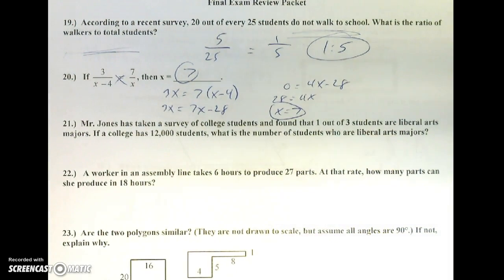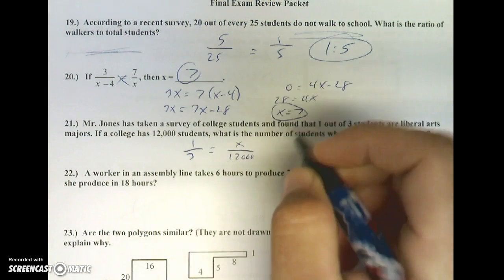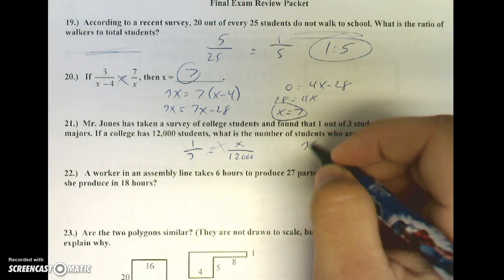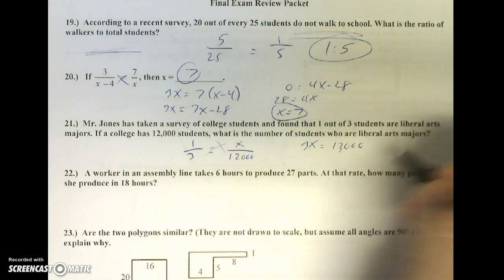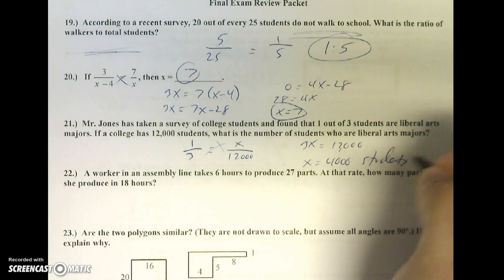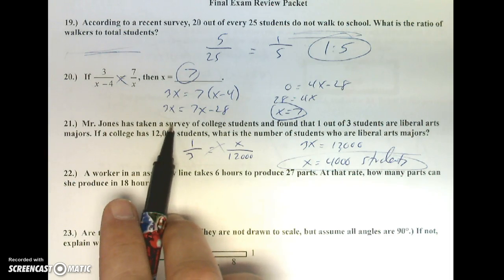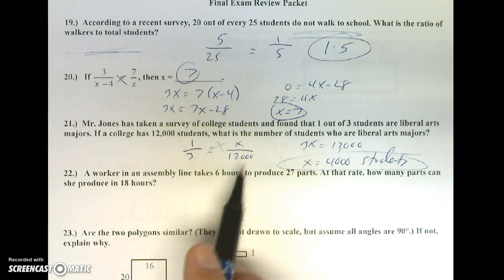Mr. Jones and Me, that's a good song, look it up, has taken a survey of college students and found that 1 out of 3 students are liberal art majors, 1 over 3. If a college has 12,000 students, what's the number of students who are liberal art majors? So, x over 12,000. Cross multiply. 3x equals 12,000. x equals 4,000 students. Okay? Again, liberal art majors on top, total.